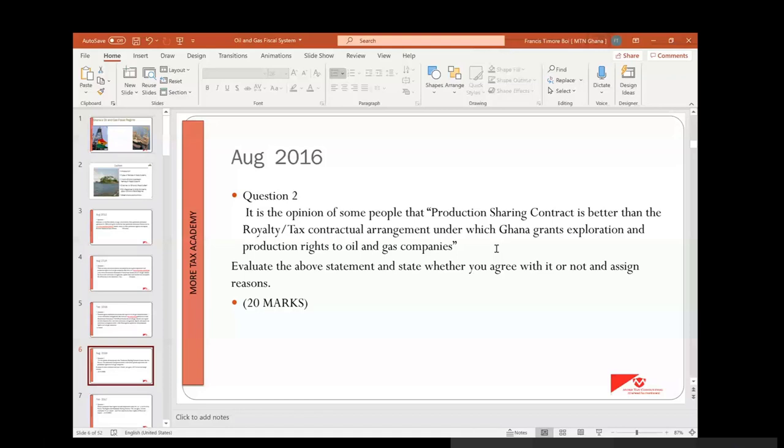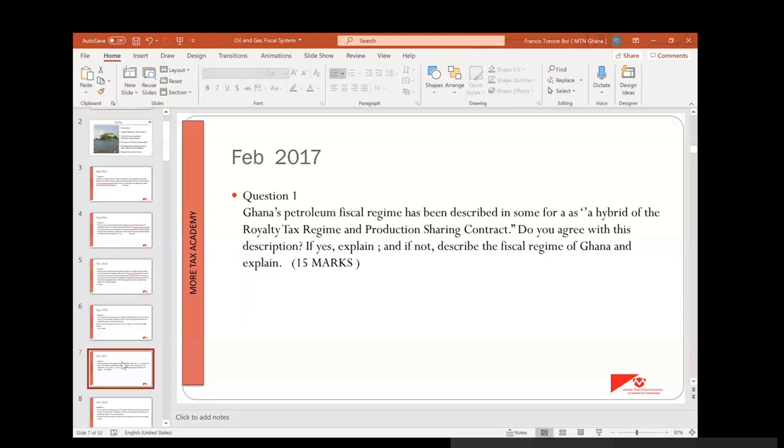We didn't end there. In 2017, we also asked another question. Ghana's petroleum fiscal regime has been described by some as a hybrid of royalty tax and production sharing contract. Do you agree with this description? If yes, explain, and if not, describe the fiscal regime of Ghana and explain.